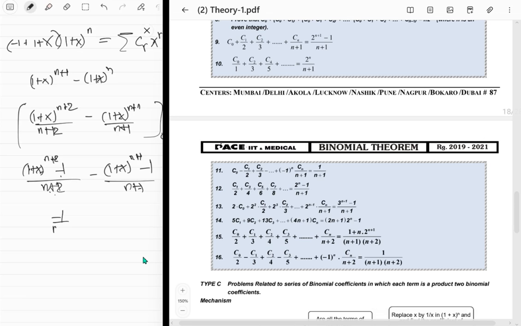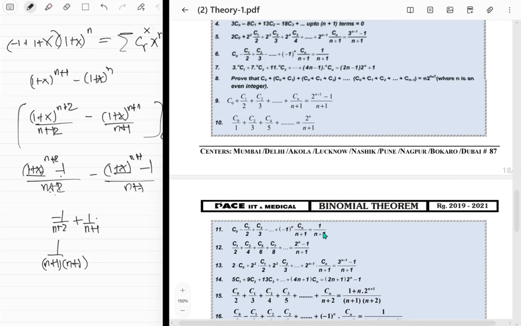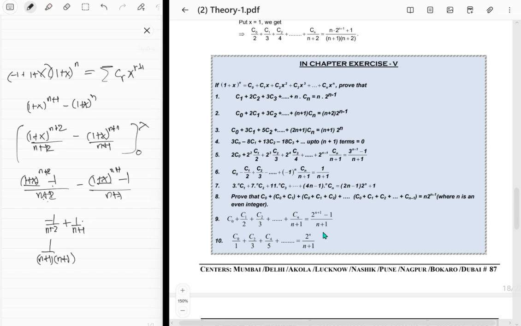So this will be minus 1 upon n plus 2, and then plus 1 upon n plus 1, because these will get cancelled. This will be 1 upon n plus 1 times n plus 2. Do the whole math: n plus 2 minus n plus 1 is 1. It's going to be this thing. So 16th done as well. This is it. Okay, see you guys in the next video.